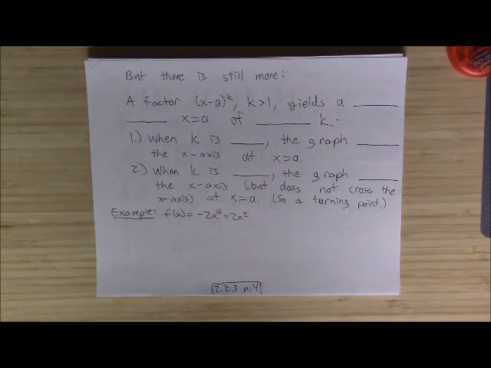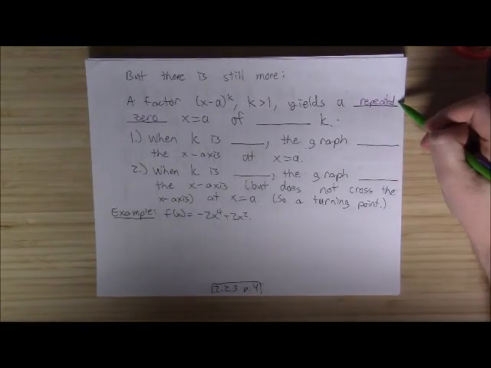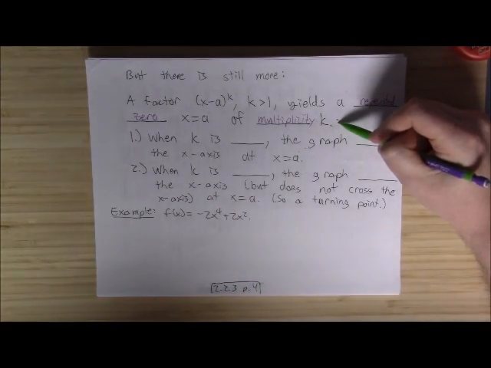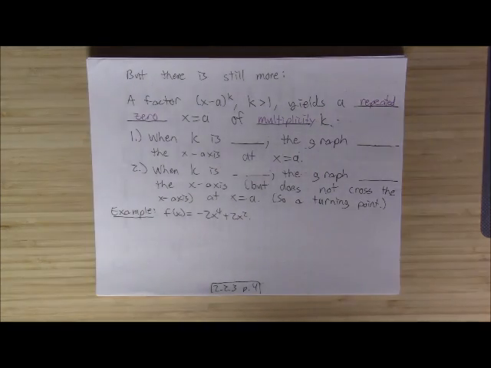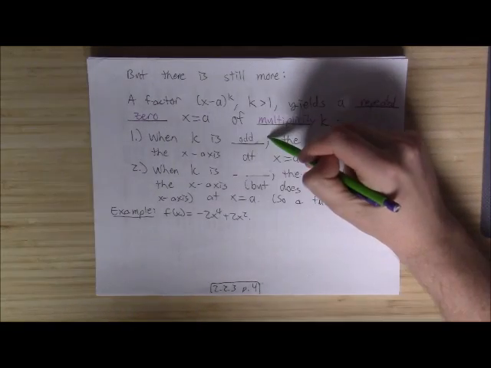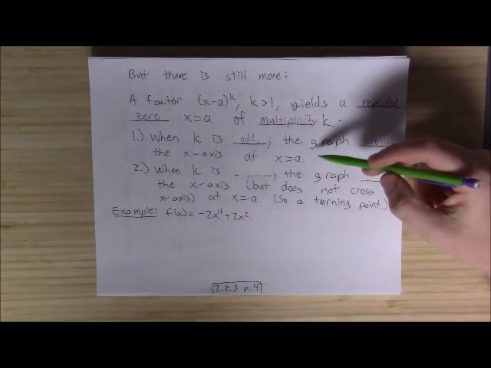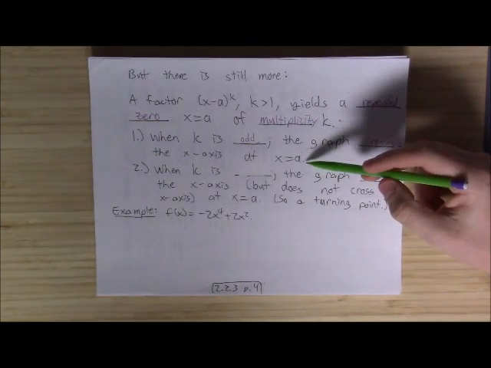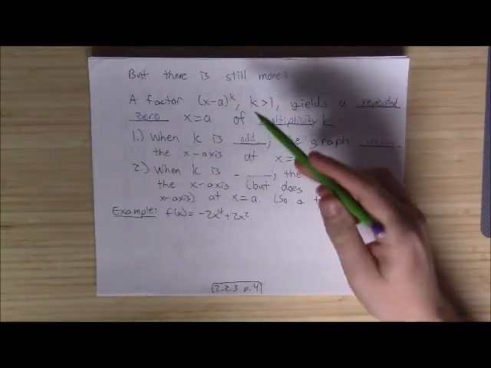But there is still more that we can say. Namely, a factor (x minus a) to the k, where k is greater than 1, yields a repeated zero, x equals a, of multiplicity k. This is useful for a number of reasons, most notably for graphing. When k is odd, the graph crosses the x-axis at x equals a. You'll want to go back and see the correspondences from a couple of pages ago, because x equals a must be an x-intercept since it's a zero, namely x minus a is a factor.